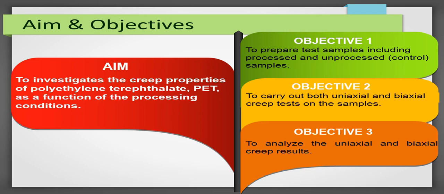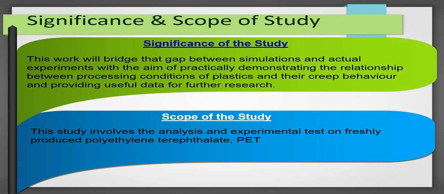The aim of this work is to investigate the creep properties of polyethylene terephthalate (PET) as a function of the processing conditions. To do that, we prepare the PET testing samples, we process them, and we keep a control sample, which is the unprocessed sample, and then we carry out uniaxial and biaxial creep tests on all the samples, and we analyze these results. The significance of this work is the fact that it bridges the gap between simulations and actual experiments, because a lot of work done on plastics today is done by simulations due to the high cost of experiments and the time factor as well.